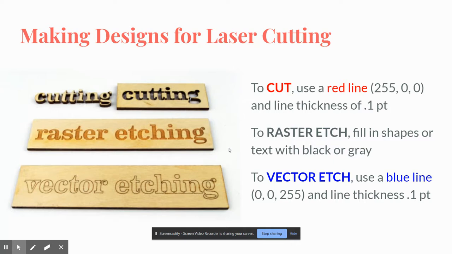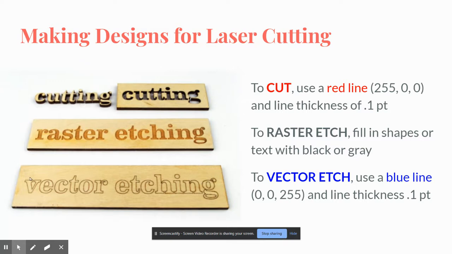The second operation it can perform is a raster etching. So this does not cut all the way through. It's more of a shading effect. It burns through the top layer of the material. And to achieve raster etch, anything that is shaded in grayscale on your design will be rastered. So the laser will move back and forth rapidly, burning all the pixels in your design. It's a slow process.